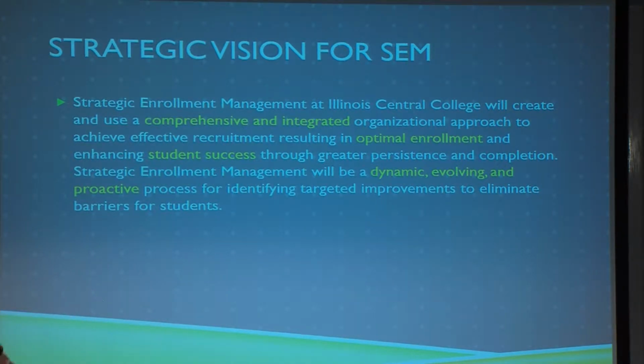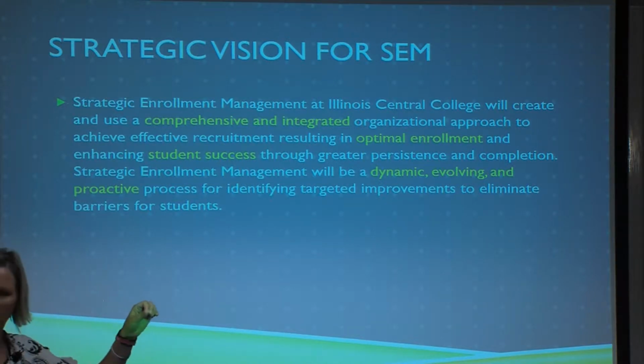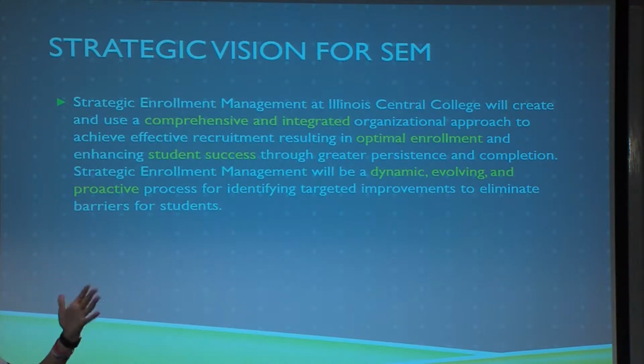Once we get going with these things, faculty need to understand, staff need to understand. Even the example this morning about the guy who was cutting the grass, got off of his mower to tell students how to get there. You want everybody to understand where we're going, and this is kind of the first step with our huge audience. To achieve effective recruitment resulting in optimal enrollment, I talked about that. It's not about more. We've got to get people where they need to be. Enhancing student success. Of course, we all believe in that very heavily. That's why we're here. And then it's a dynamic, evolving, and proactive process.